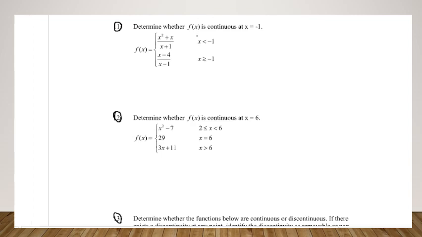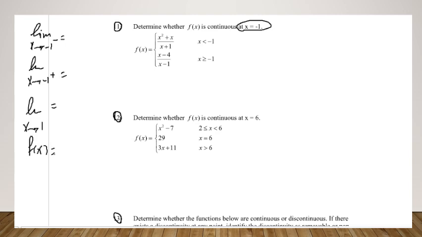Determine whether f of x is continuous at x is equal to negative 1. We know that the function could be continuous at negative 1 if the limit as x tends to negative 1 from the negative side is equal to the same value of the limit as x tends to negative 1 from the positive side, and equal to the limit as x tends to negative 1. And at the same time, f of negative 1 is equal to the limit. Yeah. Limit is equal to the function.